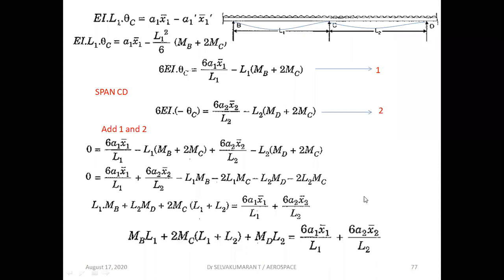This is the final expression, or Clapeyron's equation, which we will be solving for getting the support moments. These in turn are used for calculating support reactions, and hence we can plot the shear force and bending moment diagrams.